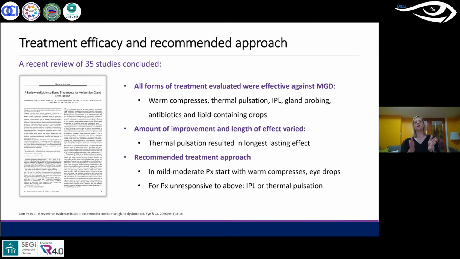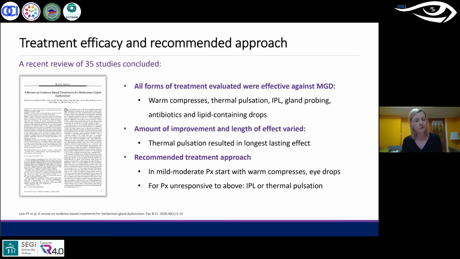Okay, so the good news about treatments, and this was a fairly recent review, actually from last year, 2020, pulled together the evidence from 35 studies looking at trying to treat MGD and the outcomes for that. So the really good news, and this is important, I think, is that it is worth doing something. This review found that all forms of treatment that were evaluated through the separate 35 studies did something, were effective against some of the signs and symptoms of MGD in the subjects in the studies. So take away from this that it is worth doing something when you see it.